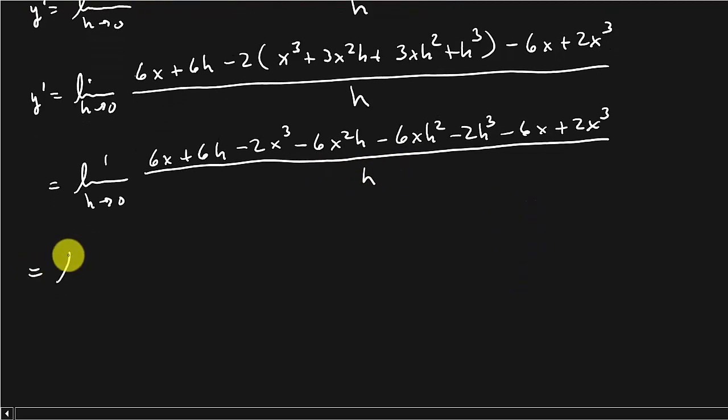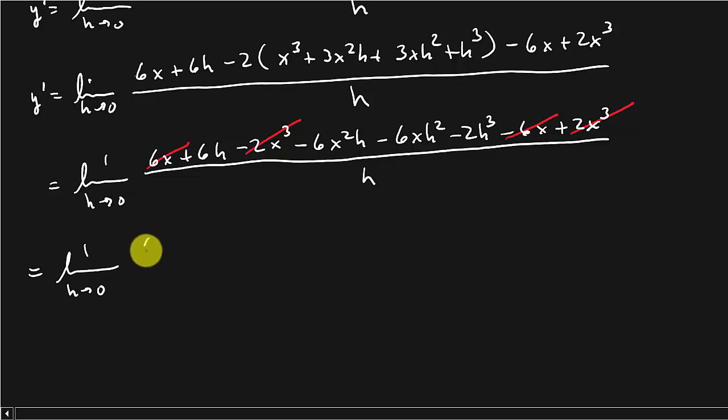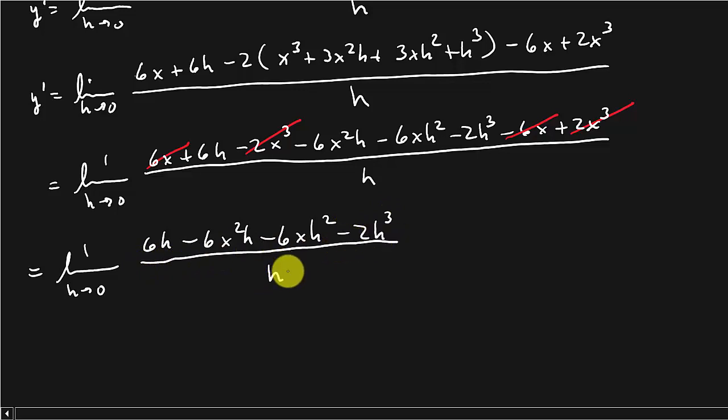All right, so we get the limit as h goes to 0. Now let's see what cancels out. The 6x cancels out. The 2x cubed cancels out. And so I am left with 6h minus 6x squared h minus 6xh squared minus 2h cubed, all that over h.